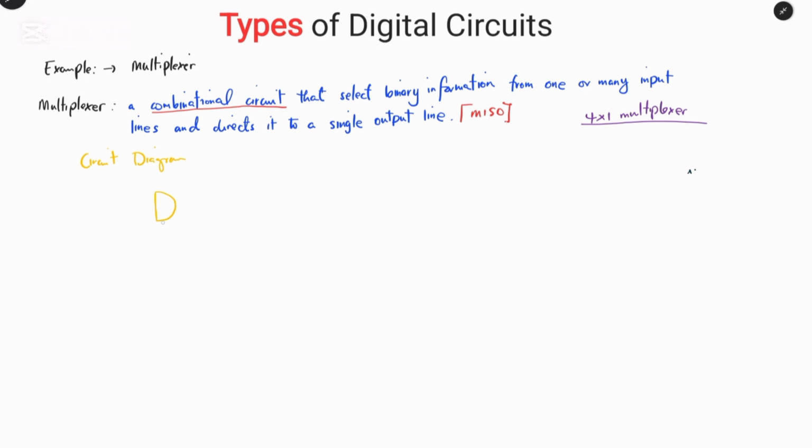So we normally have 1, 2, 3, and 4 AND gates, which correspond to I0, I1, I2, and I3. And we should have two select lines which correspond to S0 and, let's say, S1. So these two represent the select lines for this particular 4 by 1 multiplexer.